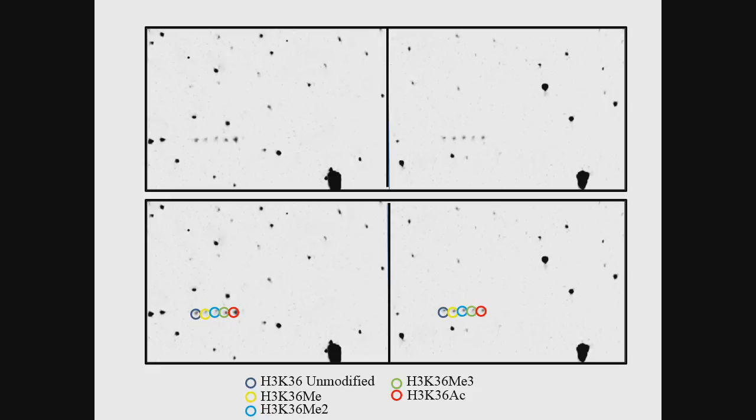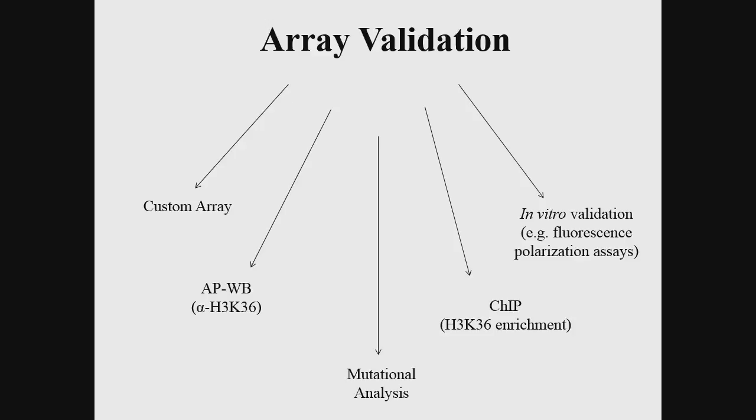Now, the 5 top hits that were identified in this array with the highest specificity, both in intensity and in replicates, were this H3K36 modification, both unmodified, monomethylated, dimethylated, trimethylated, and acetylated. So it's interesting that this chromo-bromo-chromo region with that unique domain architecture seems to bind this mark, and specifically all of these different epigenetic modifications.